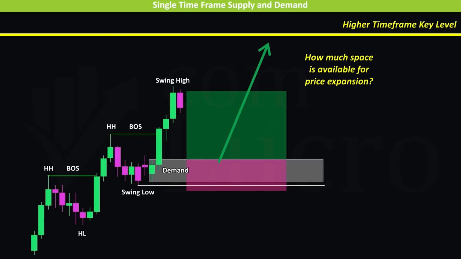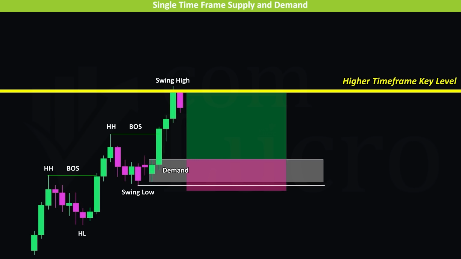Now consider the opposite situation. If price has just tapped into a strong, higher time frame resistance area with clear reversal potential, taking a buy trade becomes much riskier. In that environment, it is usually wiser to wait for confirmation or shift your focus to possible selling opportunities instead of forcing a long position.